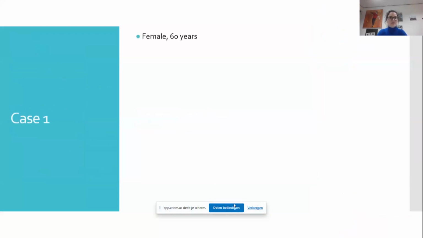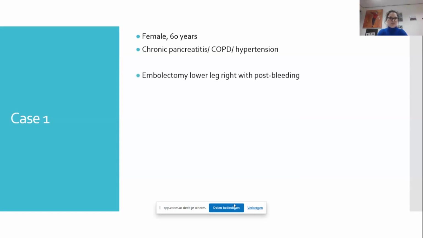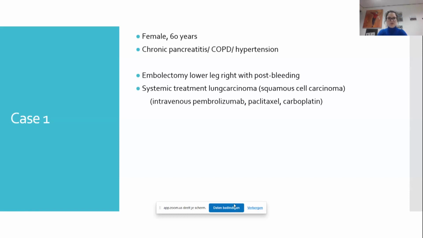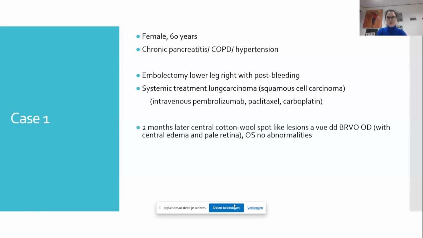Case 1 is about a female patient. She was 60 years old and had chronic pancreatitis, also COPD and hypertension. Recently, she also had an embolectomy of her lower left leg with a post-bleeding, and also started a systemic treatment for lung carcinoma. So she had an immune-compromised status.